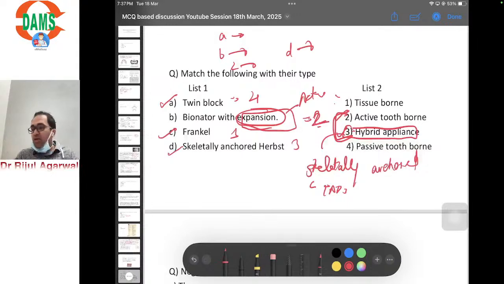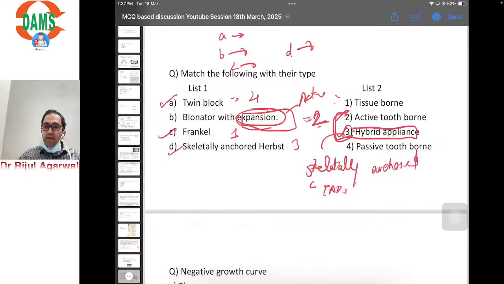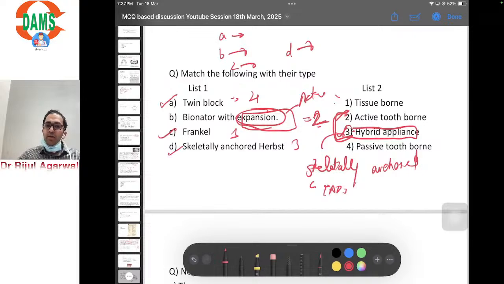So it's an active tooth-borne appliance. So for the options that come below this, you can figure it out yourself. I haven't found those options yet. Okay, so I hope the basic funda behind this question was to make you clear that anything, be it Bionator, anything can be active as well if the word expansion screw or expansion is present.